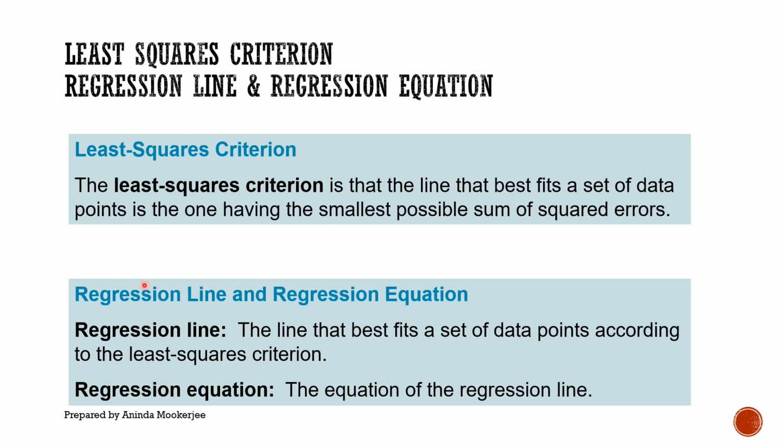Now this defines the least squares criterion one more time. It says the least squares criterion is that the line that best fits a set of data points is the one having the smallest possible sum of squared errors, and the line that best fits a set of data points according to that criterion, the least squares criterion, is called the regression line, while the related equation is called the regression equation.